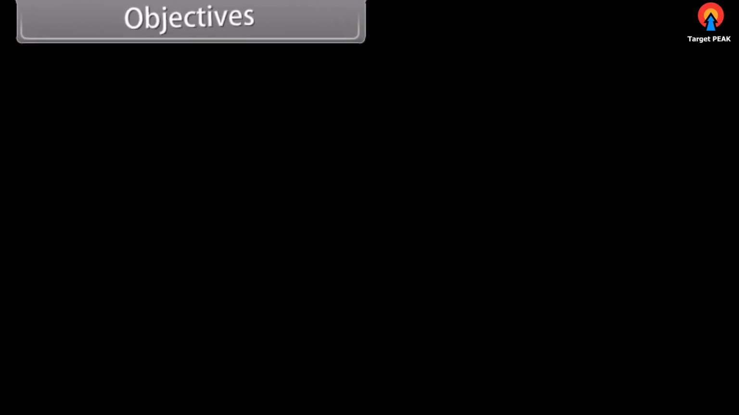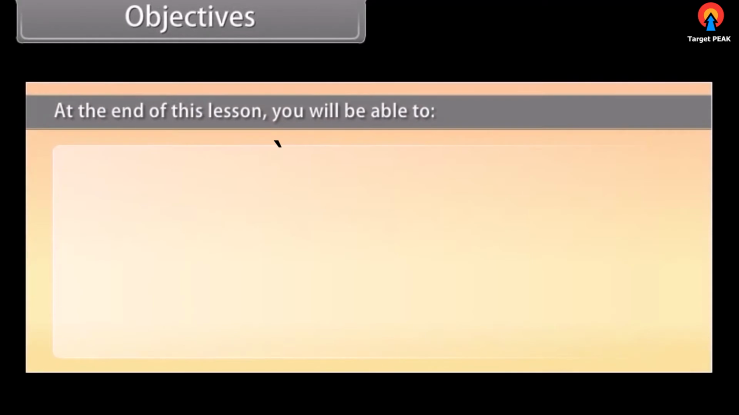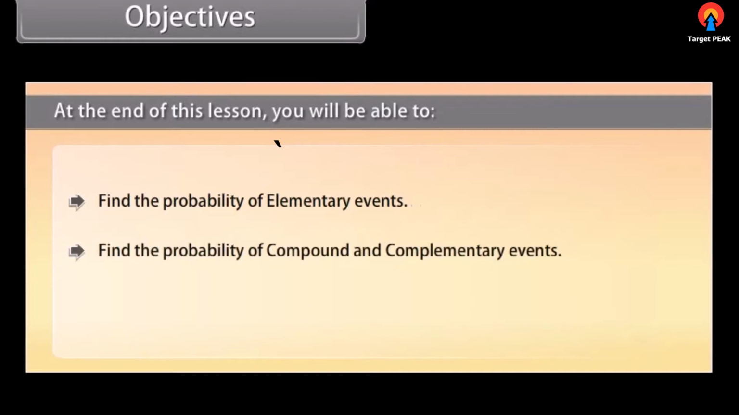Objectives. At the end of this lesson, you'll be able to find the probability of elementary events, find the probability of compound and complementary events, and find the probability of impossible and sure events.